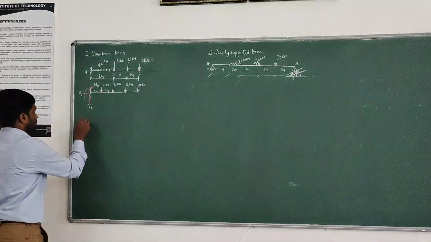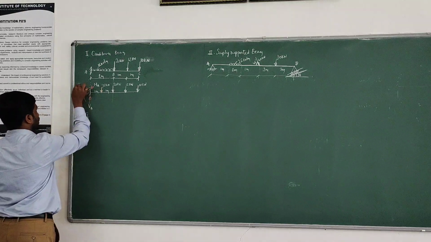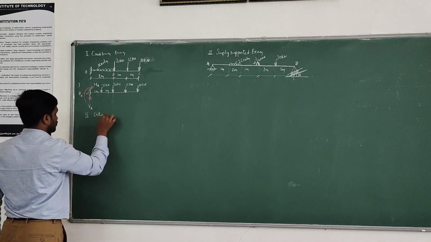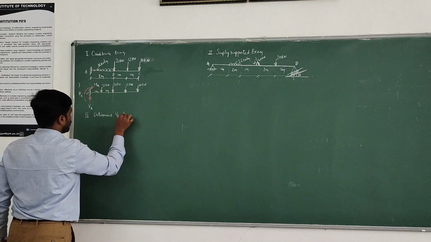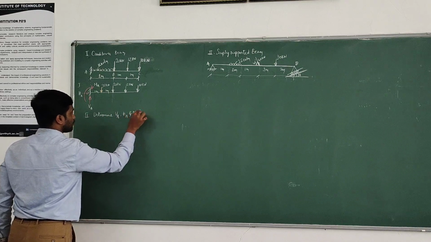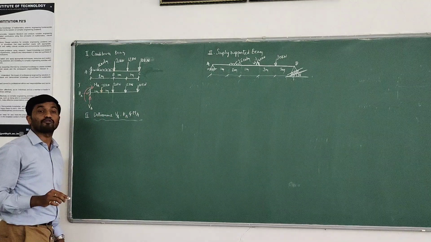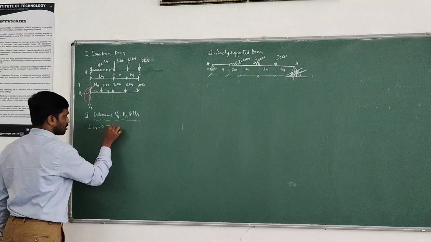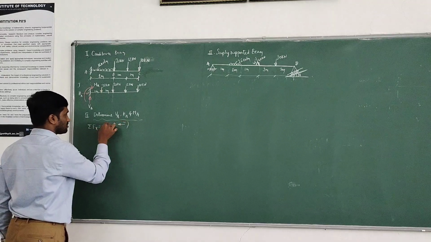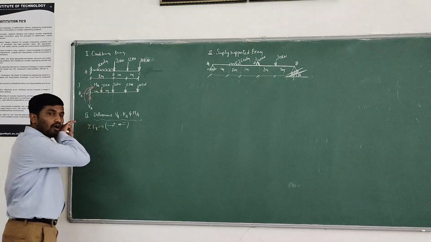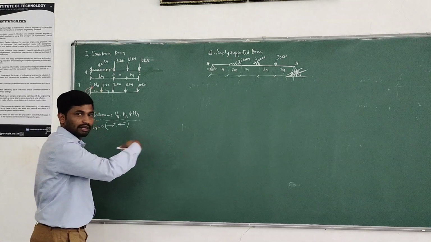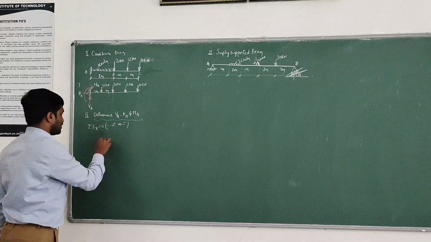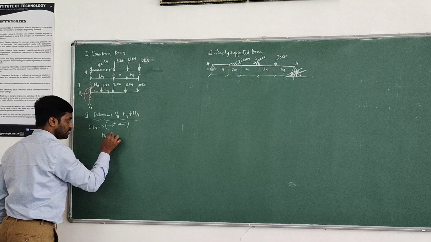The second step is to determine VA, HA and MA using equations of statics. That is sigma Fx equals 0, the summation of all horizontal forces equals 0. The sign convention is: all forces acting to the right are positive, acting to the left are negative. Here, how many horizontal forces? Only one. That is HA equals 0.